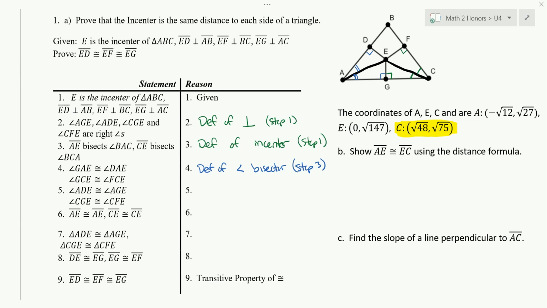In step 5, we're now saying we have congruence, that the right angles are congruent to each other. And we know that, but we just want to state why. So what would the reason be for 5? All right angles are congruent.